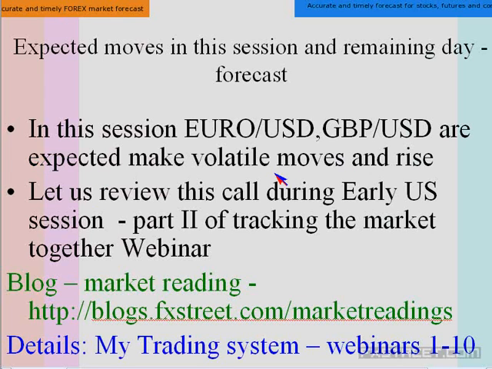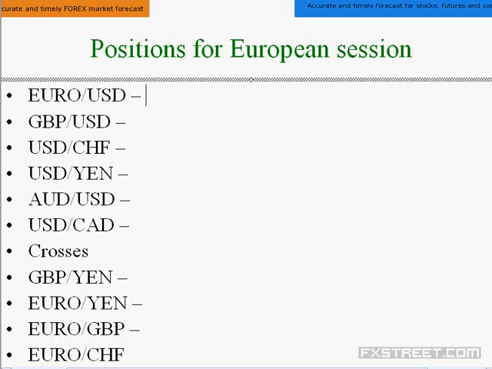Now with regard to the forecast, Euro and GBP are expected to make volatile moves around the data release, and then subsequently they are expected to quickly rise during the European session. This forecast we will review during the US session, and I will also try to take positions now and review how exactly it is going. I will come back by 15 GMT and explain to you how exactly these positions have performed during this particular live trade decision-making process.